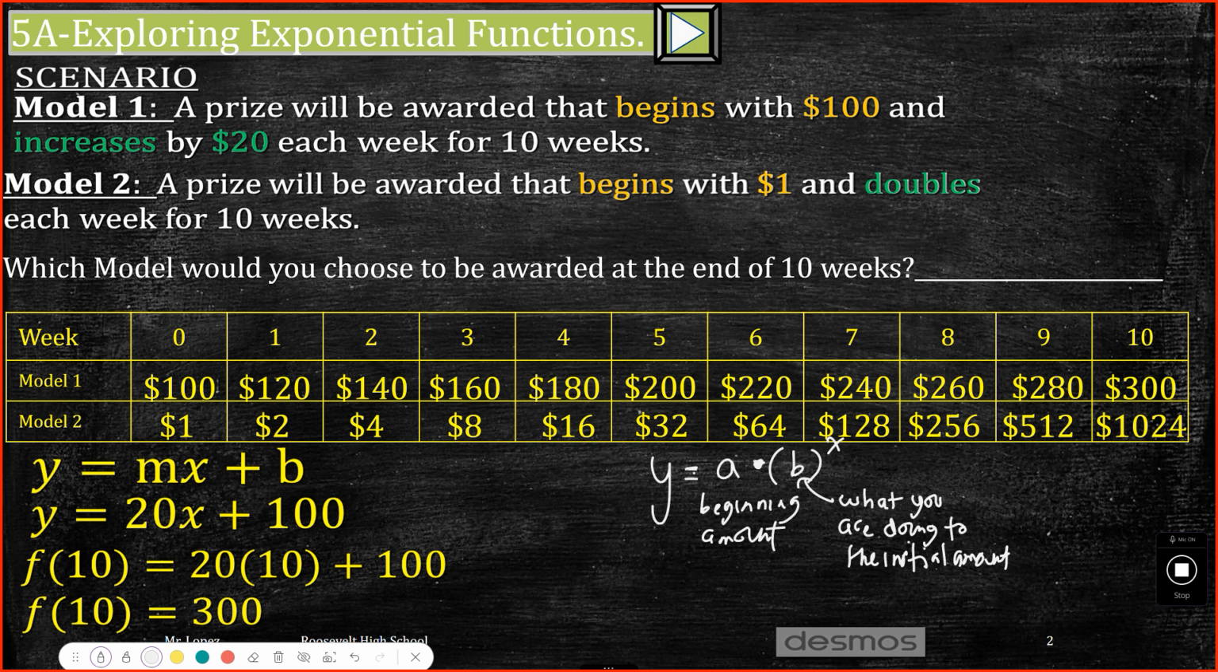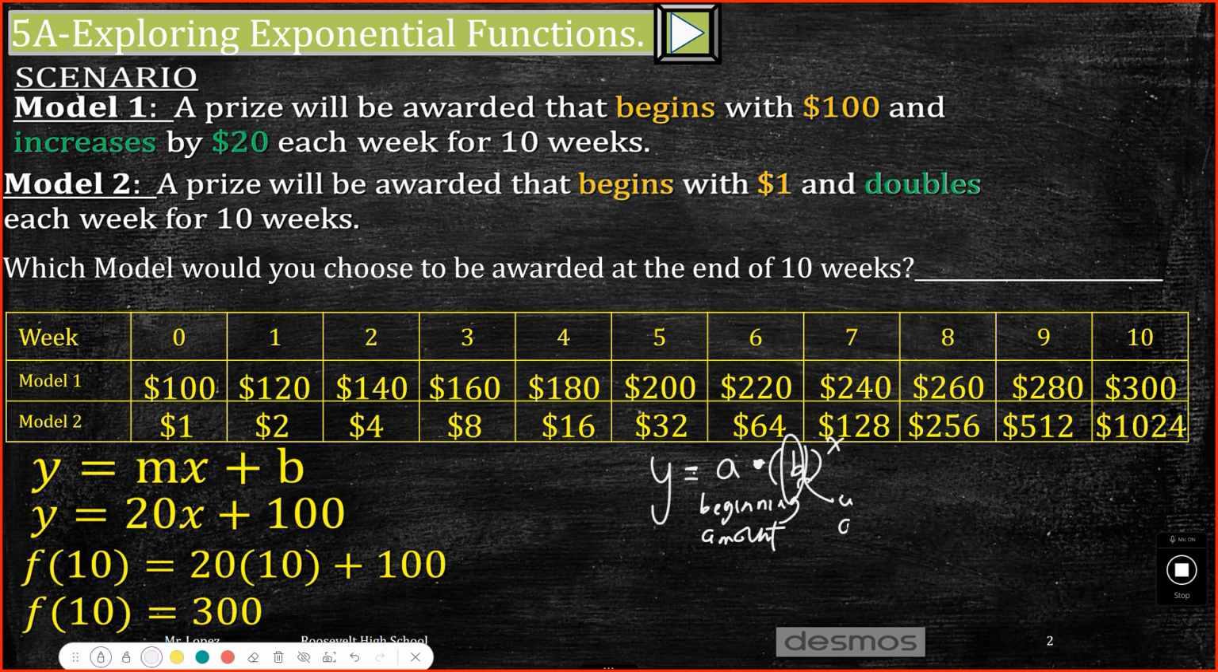You double something because it's a 2, no? Double. If you triple it, it will be 3. If you quadruple it, it will be 4. So you're doubling it, so that b value is going to be 2.